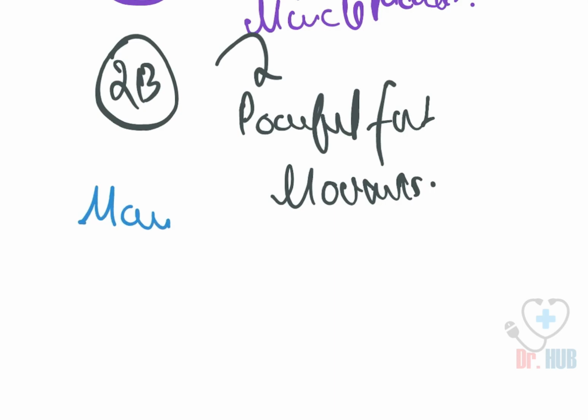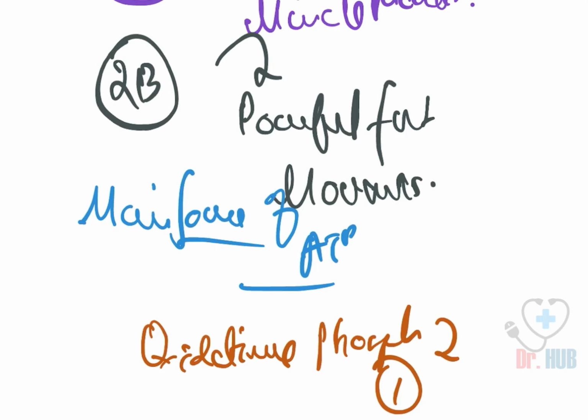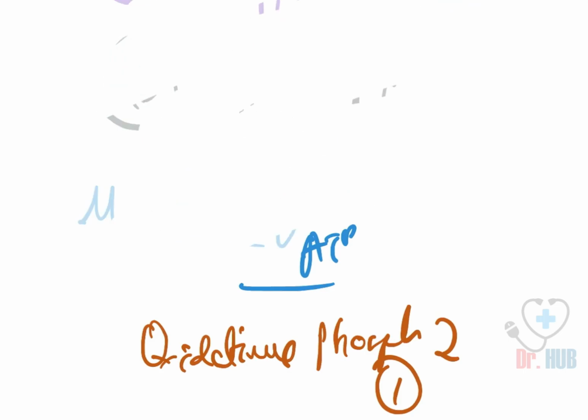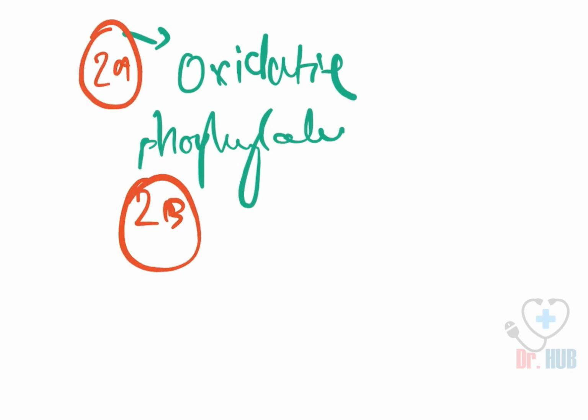Next we see the main source of ATP. In case of type 1, it is oxidative phosphorylation. Moving on to type 2A, the main source of ATP is oxidative phosphorylation again. In type 2B, it is glycolysis.